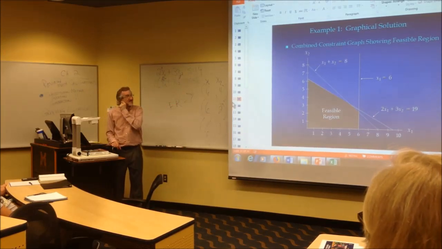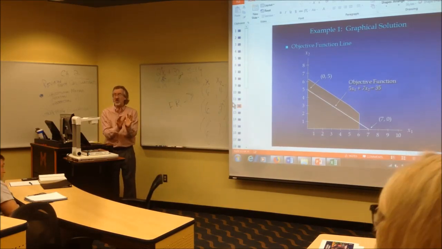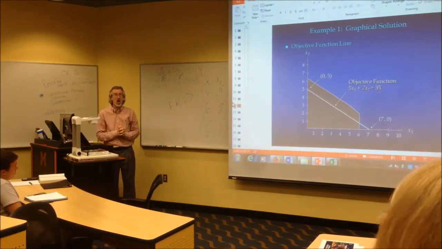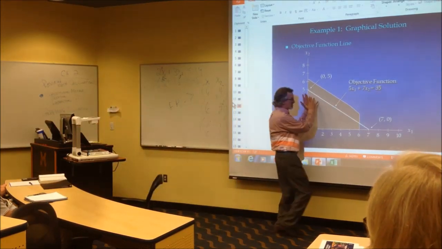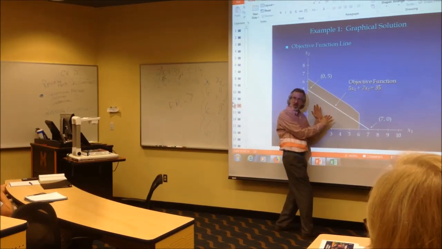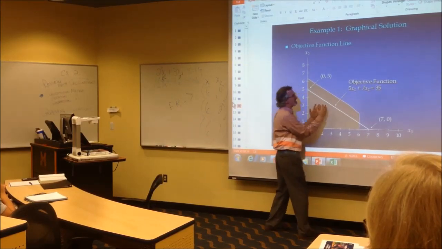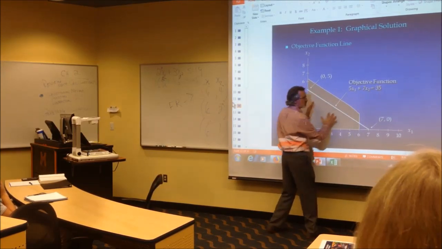Instead, you take the objective function and you set it to any arbitrary number so that you can just see the angle of the line. This is all about the slope of the line. Because no matter what you make the objective function equal to, this line will be parallel to itself.